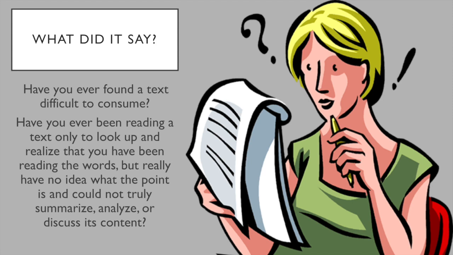Now that we have a brief understanding of how we initially approach a text, let's think about some critical reading strategies that can provide us with tools to attack a variety of texts. Before we begin, have you ever been assigned or have been reading a text only to find it difficult to understand and connect with? Have you ever been reading a text only to look up and realize that you have been reading the words but really have no idea what the point is and could not truly summarize, analyze, or discuss its content? This happens to all of us at some point in our reading, and the strategies we are about to discuss are designed to perhaps help affect those challenges.